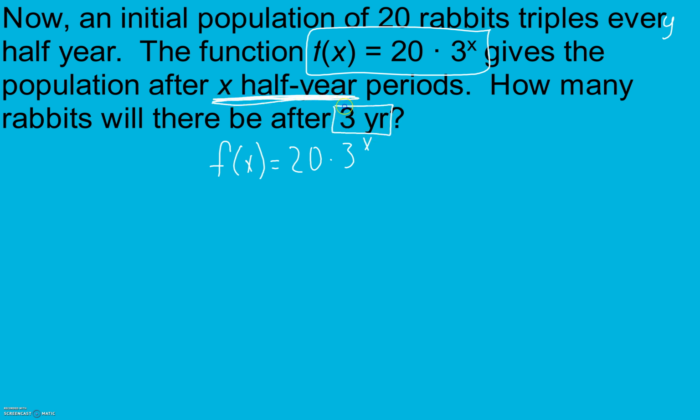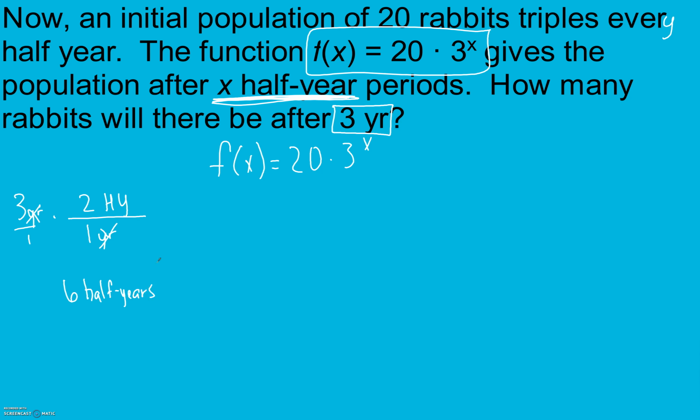Here I have 3 years. So we need to think, how many half years is that? Well, in 1 year, there's 2 half years. So 3 years, and in 1 year, there's 2 half years. Think about it in terms of school. In 1 year, there's 2 semesters. Same idea. A semester is half of a school year. Okay, our years cancel. I have 2 times 3, or 6 half years.